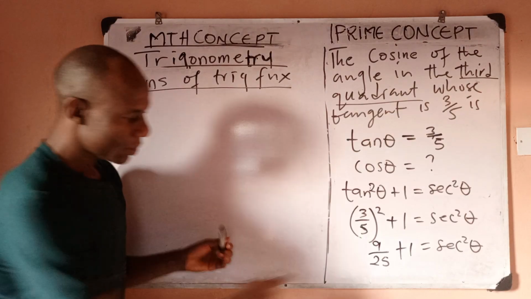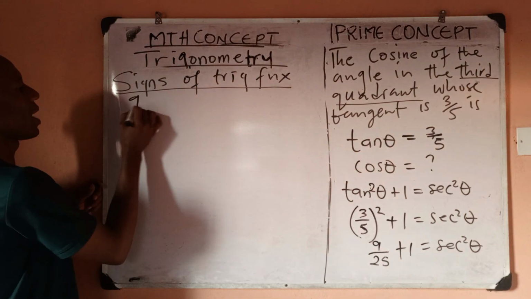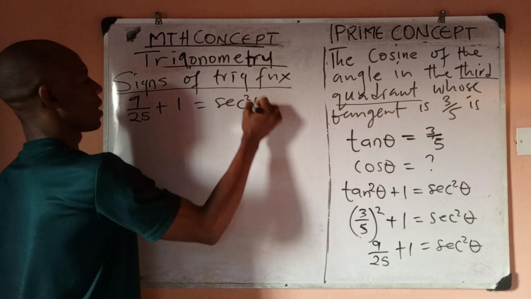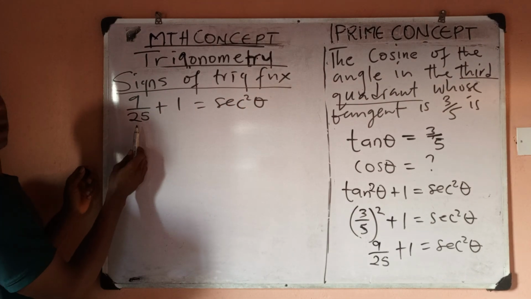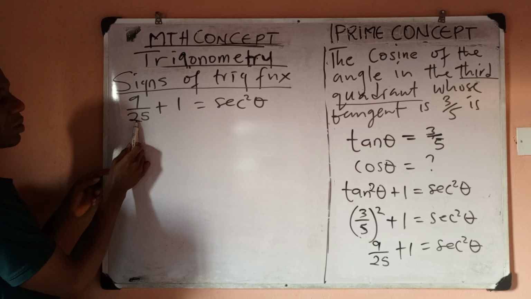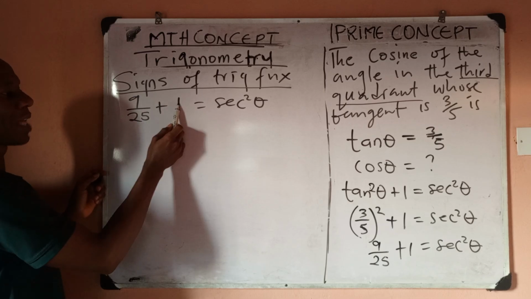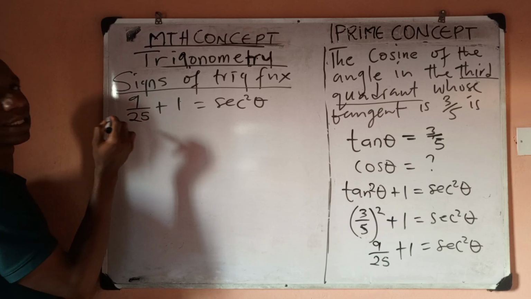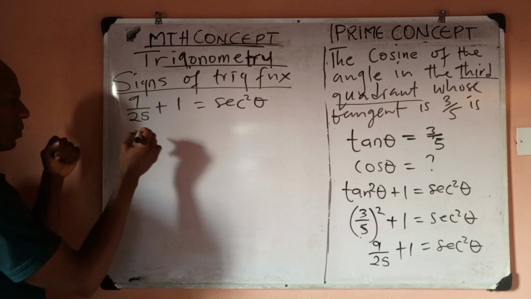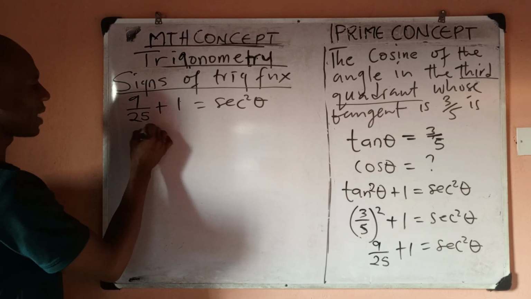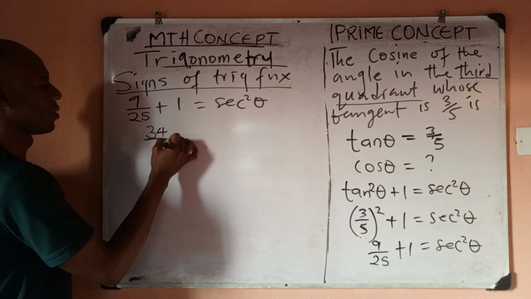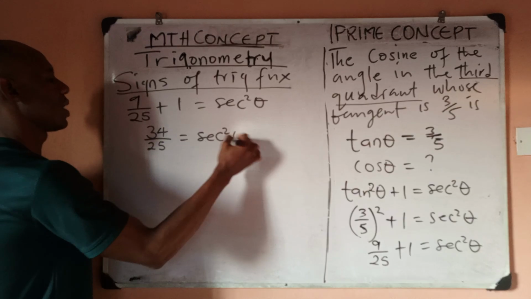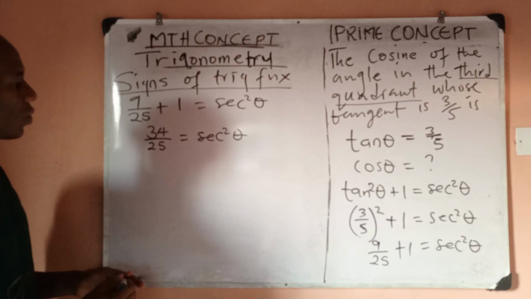So, can we add up this? Yes, of course. We have 9 over 25 plus 1 equals sec squared theta. So what you do when you have this kind of scenario, just use the denominator 25. 25 times 1 is 25. 25 plus 9 is what now? Is 34. So this is going to be 34 over the denominator, which is 25. And this is equal to sec squared theta. So this is what we have.